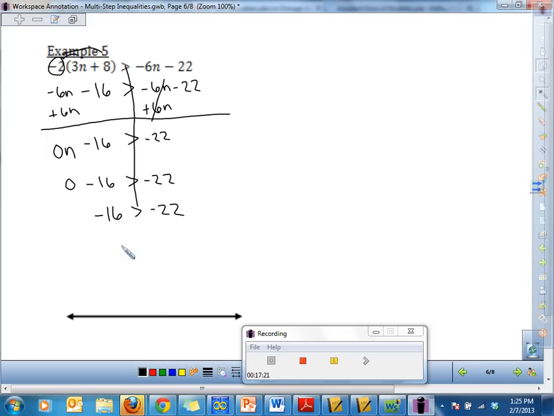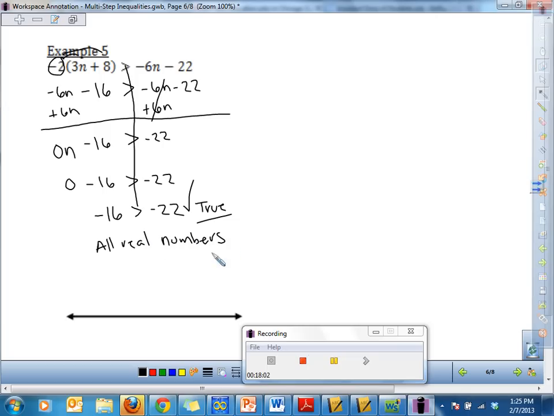When we get to this point, we need to read the inequality and see, is it true? Is negative 16 greater than negative 22? Now this one's a little bit hard, but I want you to imagine a number line. Here's 0. Here's negative 16. Here's negative 22. Which is bigger? Is negative 16 greater than negative 22? This is actually true. This statement is true. If it's a true statement, the solution is going to be all real numbers.